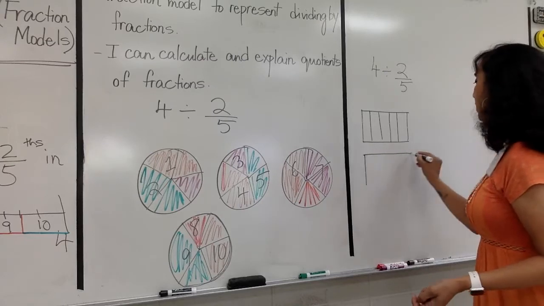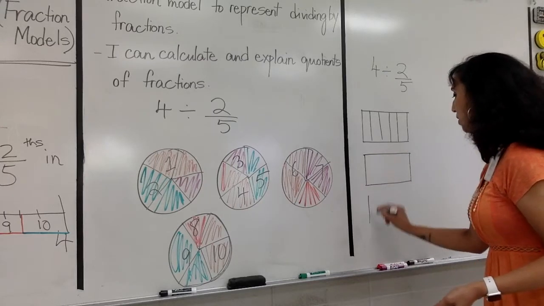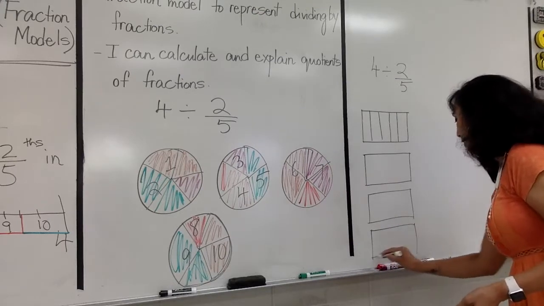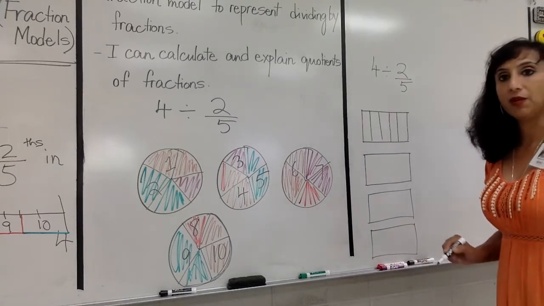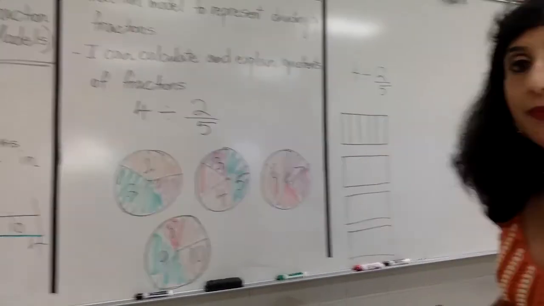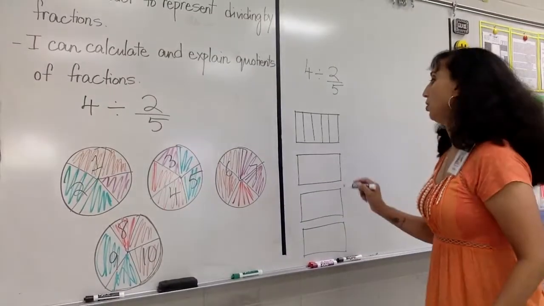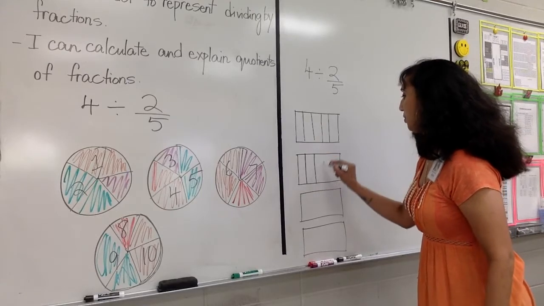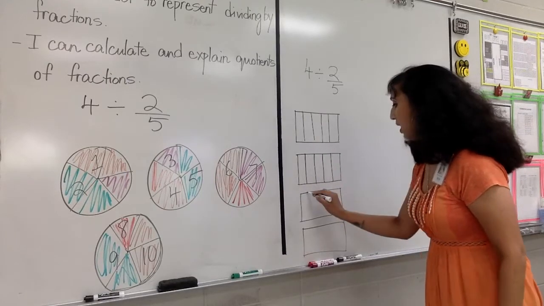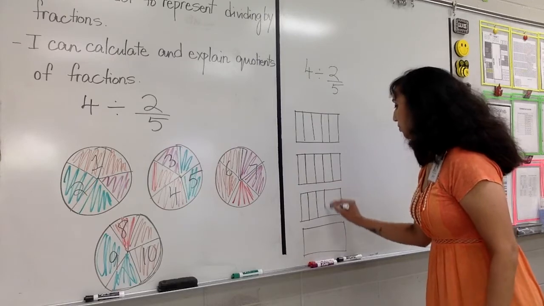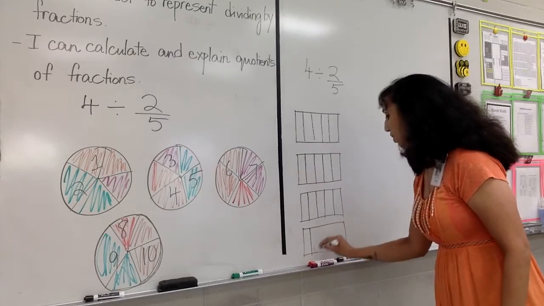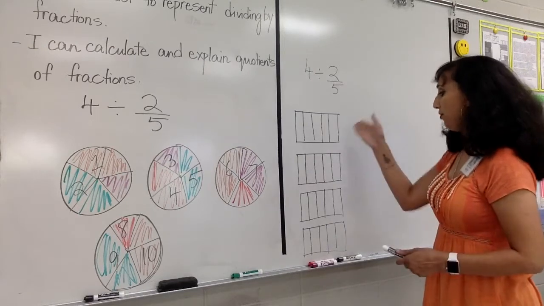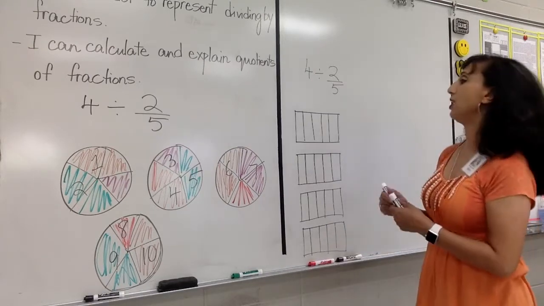And then I have another because this is 1, 2, 3, and 4. Okay, so I have 4 of these. And so each is 5 parts. So 1, 2, 3, 4, 5. So instead of circle, if you choose this, that is perfectly fine.